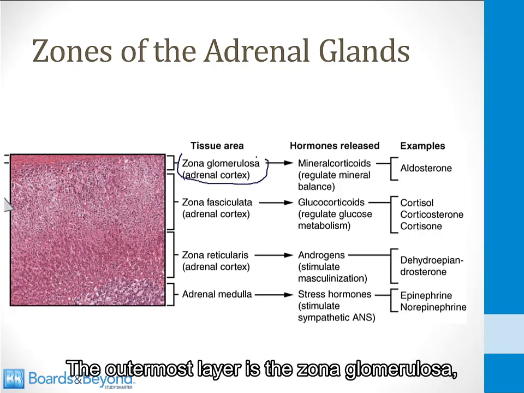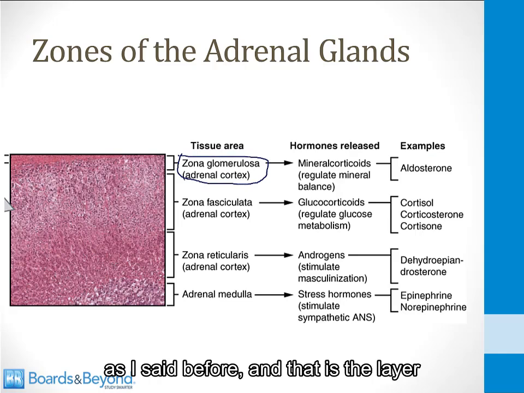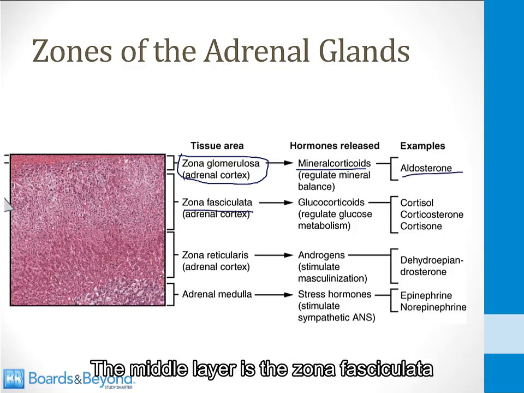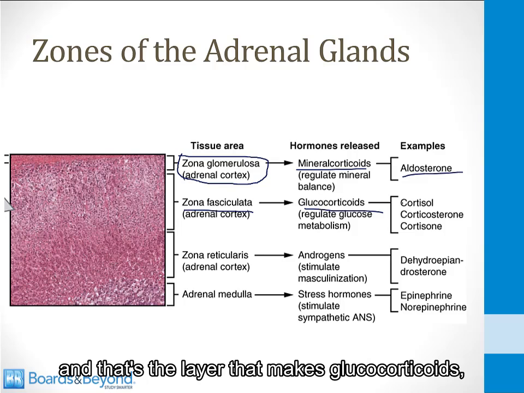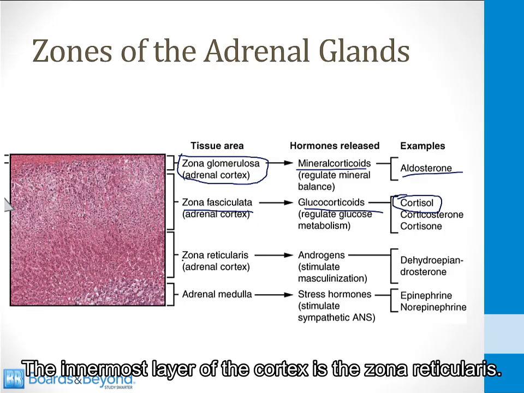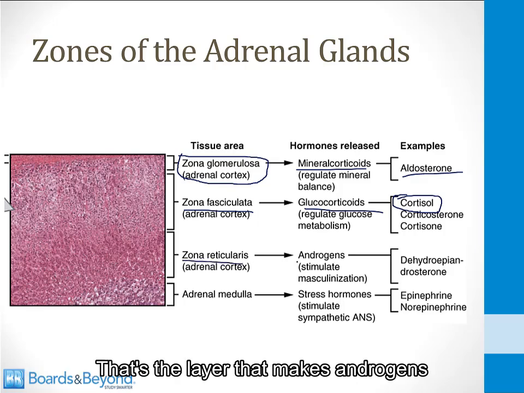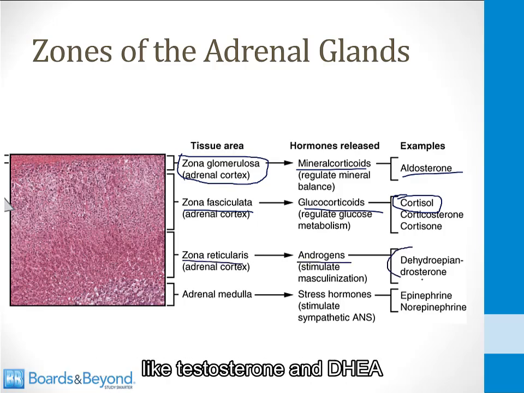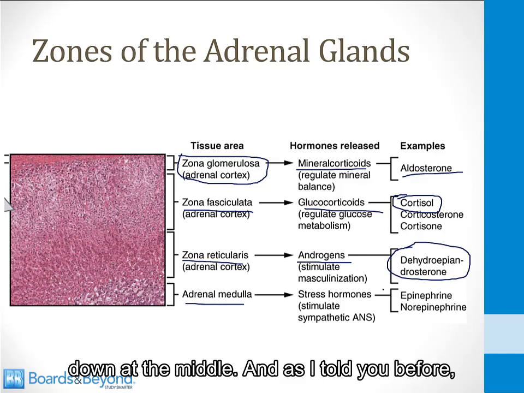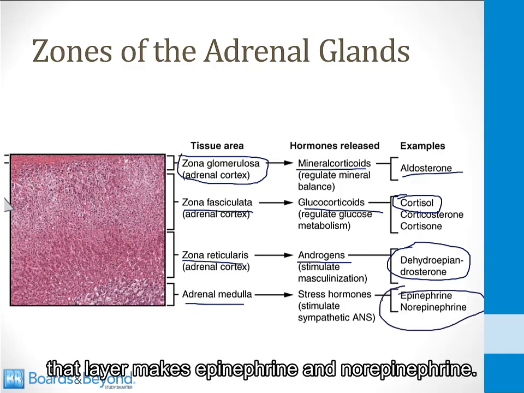The outermost layer is the zona glomerulosa, as I said before, and that is the layer that synthesizes mineralocorticoids like aldosterone. The middle layer is the zona fasciculata, and that's the layer that makes glucocorticoids, the most important of which is cortisol. The innermost layer of the cortex is the zona reticularis. That's the layer that makes androgens like testosterone and DHEA. And then finally, you have the adrenal medulla down at the middle. And as I told you before, that layer makes epinephrine and norepinephrine.